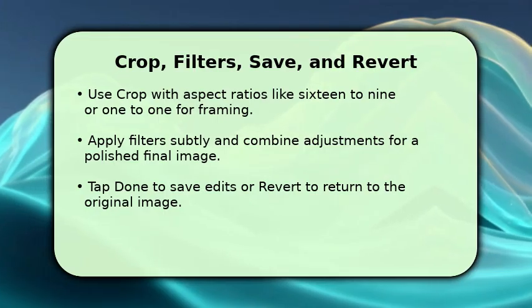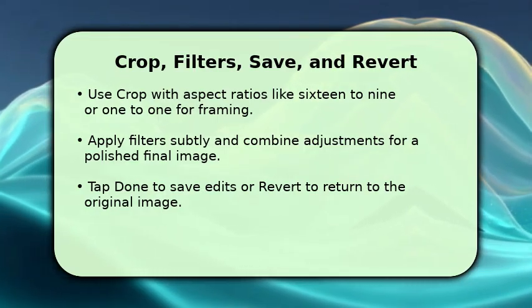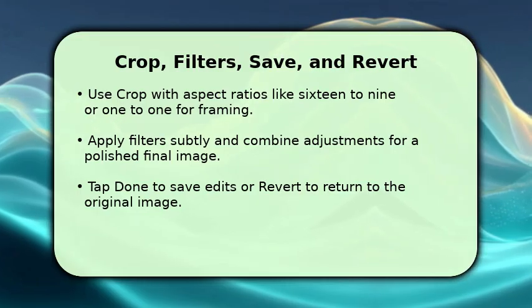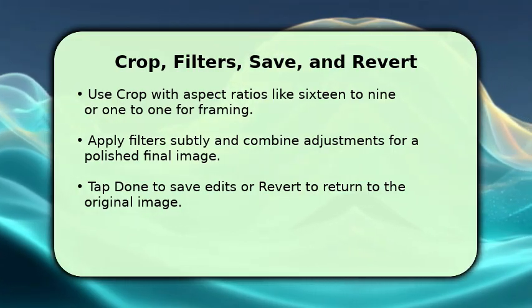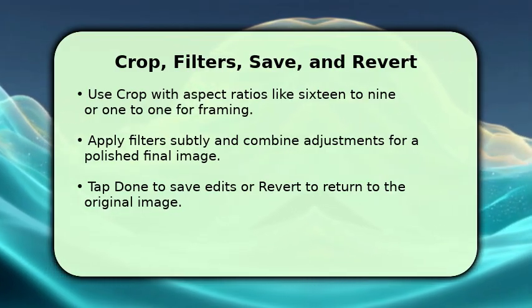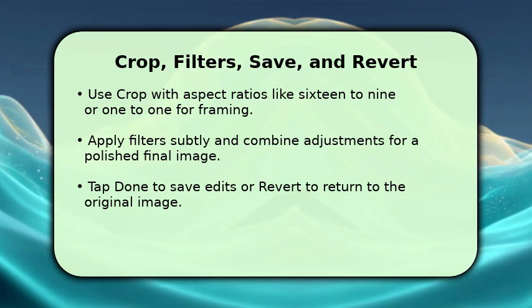Apply a filter to change mood, but reduce intensity with the slider for subtlety. Combine cropping, exposure, and color adjustments for a cohesive result before saving. When finished, tap Done to save edits or tap Revert to return to the original photo anytime.